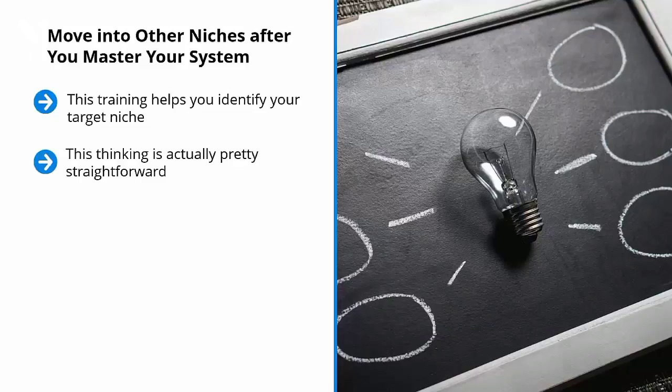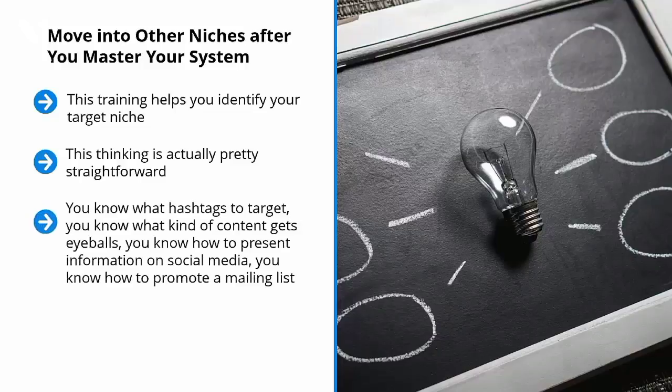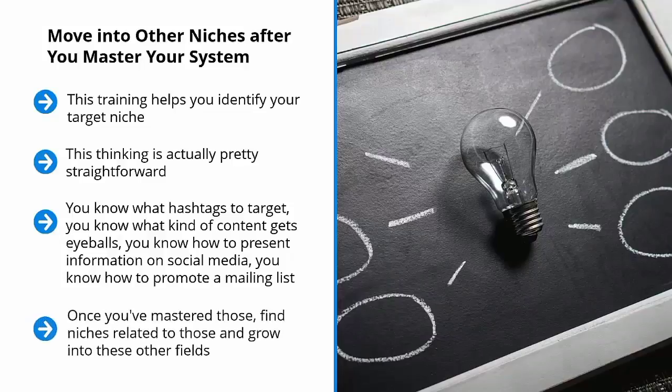This is how you scale up your business. Instead of just one stream of cash, you build many different streams of cash based on the system that you mastered. You know what hashtags to target. You know what kind of content gets eyeballs. You know how to present information on social media. You know how to promote a mailing list. These and many others form part of your system. It really would be a shame to restrict that system to just one niche. Once you've mastered those, find niches related to those and grow into these other fields.